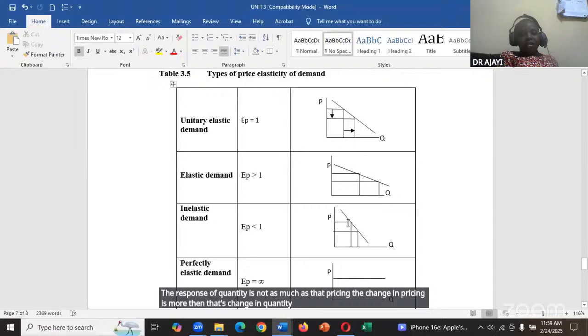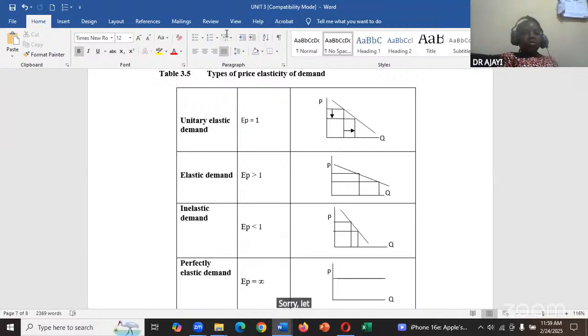So if you look at the graph here, we have a steeper demand curve. And by steeper demand curve, it simply means, sorry, let me confirm something. All right, let's continue.